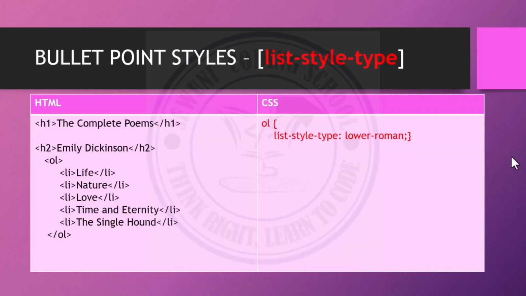Now this is a classical example which we are going to check in our text editor. So we have a level 1 heading, which is The Complete Poems, another heading, and we have an unordered list and some list items. That is for the HTML. In styling them, we use list-style-type, and we wrote lower-roman. That means it's going to be i for 1, ii for 2, iii for 3. Let's check this out in our text editor.